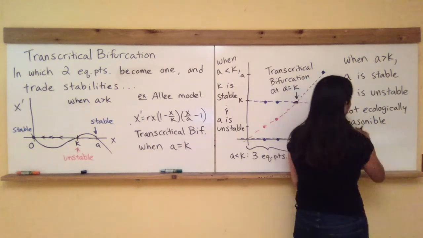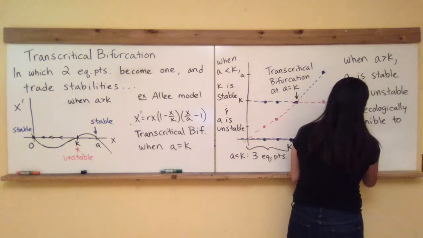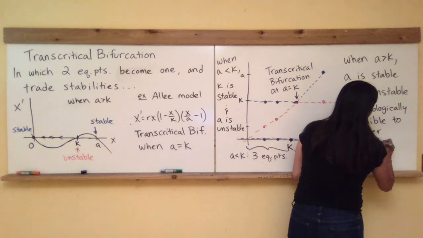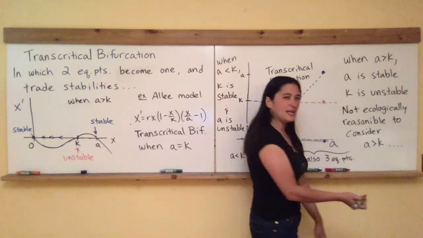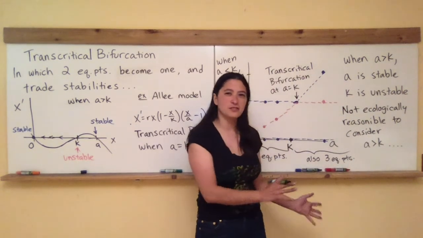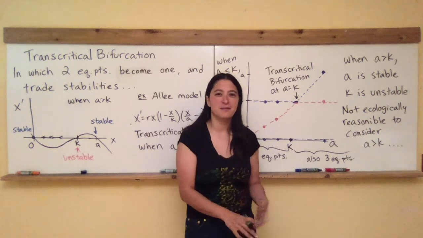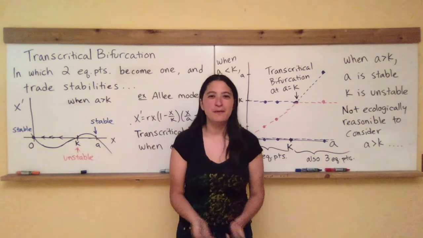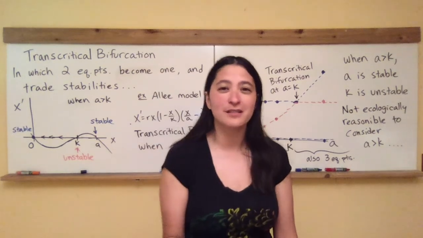Reasonable, I don't know how to spell that, to consider A is greater than K, right? Because A is supposed to be some low threshold and K is supposed to be the carrying capacity. Well, I just wanted you to keep that in mind. I don't know if you noticed that too, but it's still a nice illustration of transcritical bifurcations.